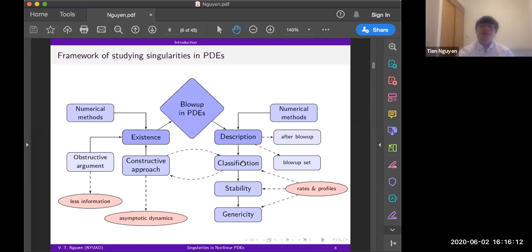And the second class of questions is about the description. When we know that they see blow-up of solutions, a singular solution, how can we describe precisely the dynamics of a solution near the singularity? There are many important questions about the description, like the classification of possible asymptotic behavior.